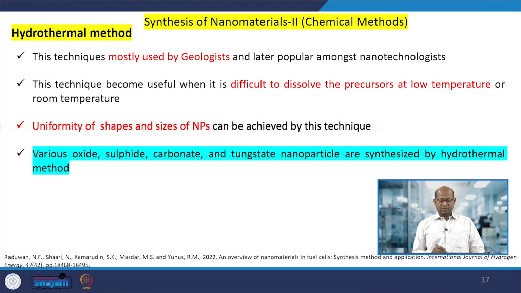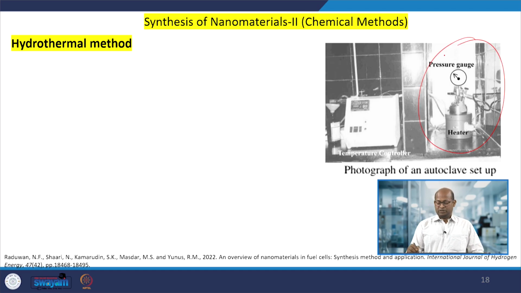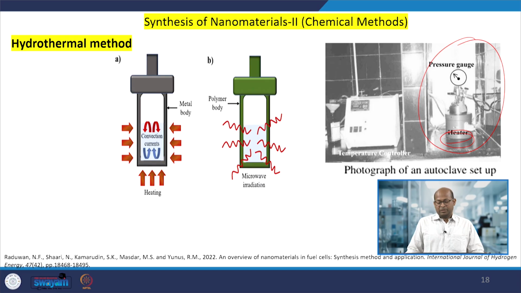So, mostly that is used by geologists and also for the preparation of different types of nanomaterials. Here a schematic diagram or figure is shown. This is an autoclave. So, you can see that by using heaters, high pressures can be developed. So, this is the conventional method.